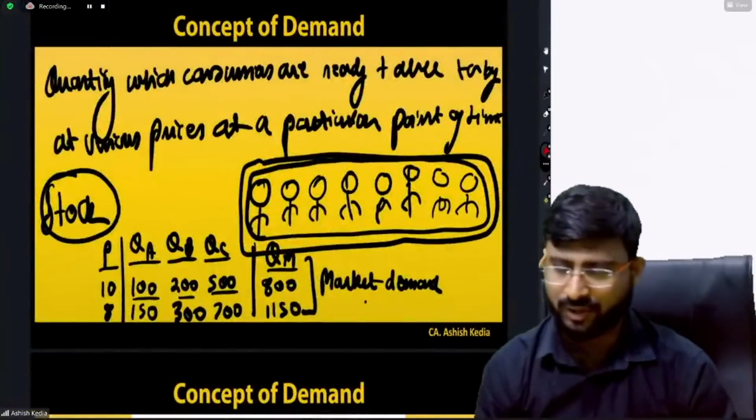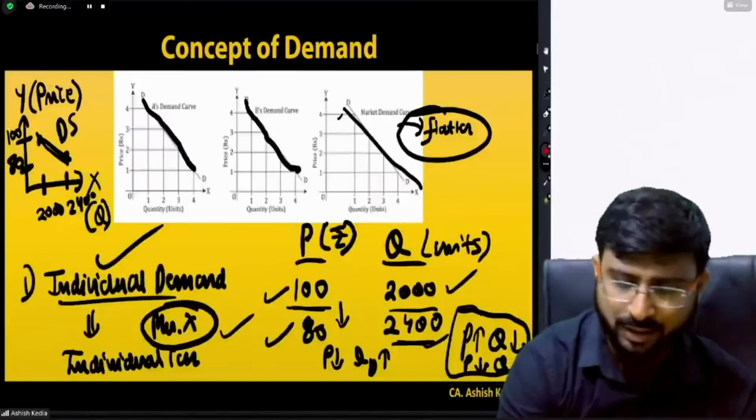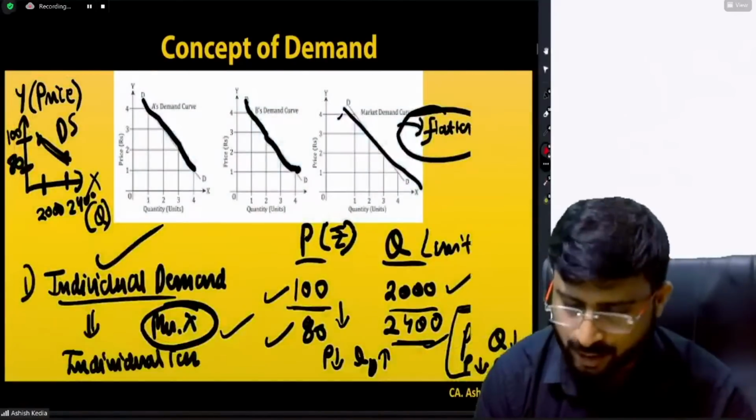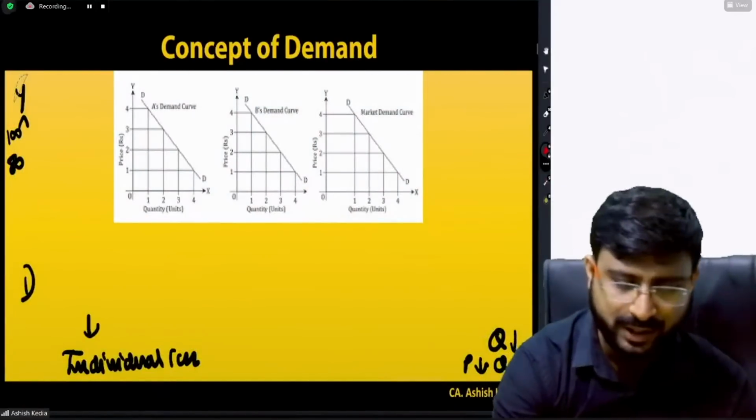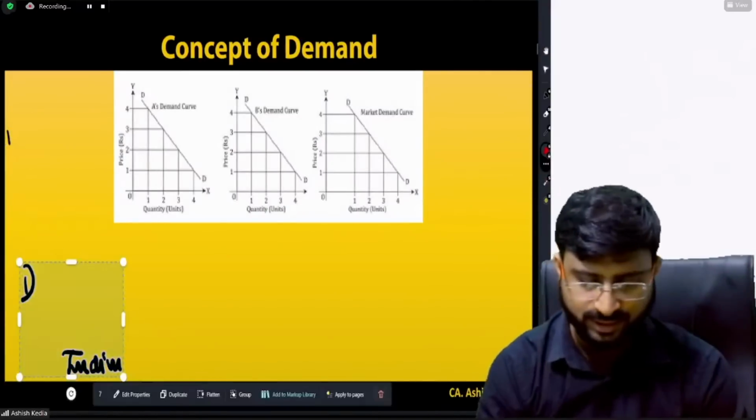Okay, fantastic. Now we come to demand diagrams, everyone. All of you need to pay attention, okay? Right, sir. We are ready. Please go ahead.